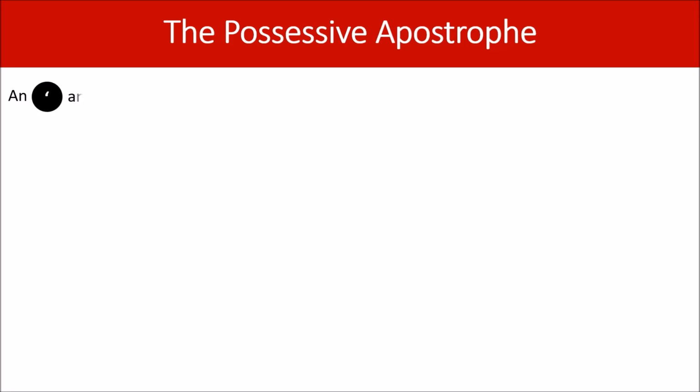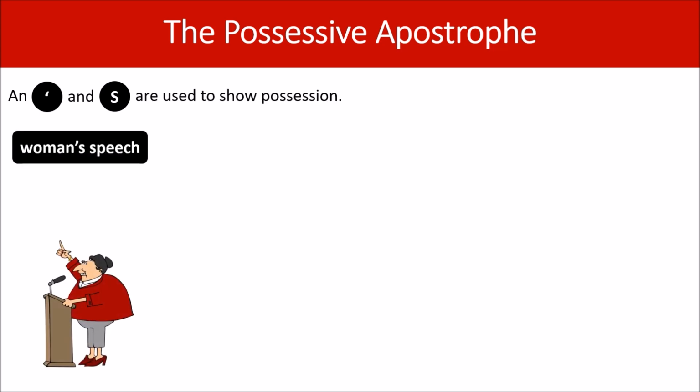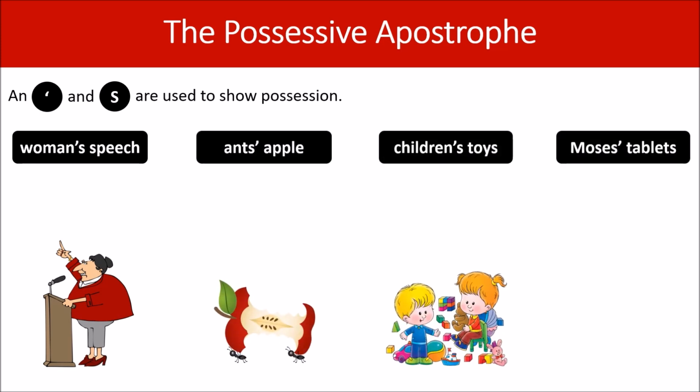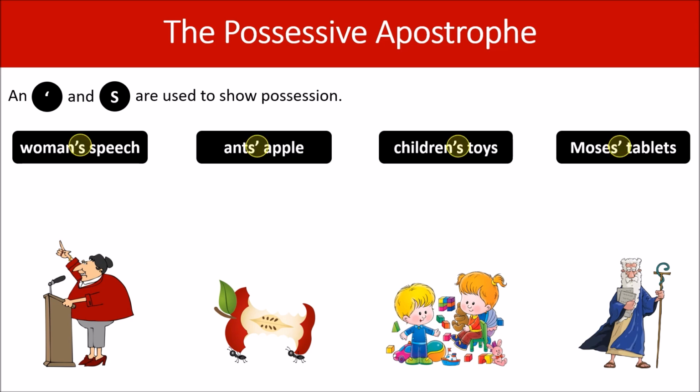An apostrophe and the letter S are used to show possession. So here are some examples. Woman's speech, ant's apple, children's toys, and Moses' tablets. Here we can see the apostrophe and the letter S in use. But sometimes the apostrophe is before the S and sometimes it is after the S. And that is what we're going to cover in this short video.